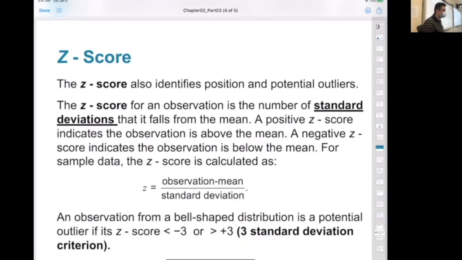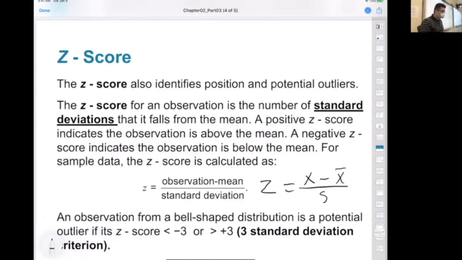How can we calculate this score? To calculate it, of course, we have Z as the symbol for this score, and you need the observation you are interested in, the mean of the observations, and also the standard deviation. So simply Z is equal to X, the value we are interested in, minus the mean of X, X bar, divided by S, the standard deviation. This is the way we calculate this score for any value we have.